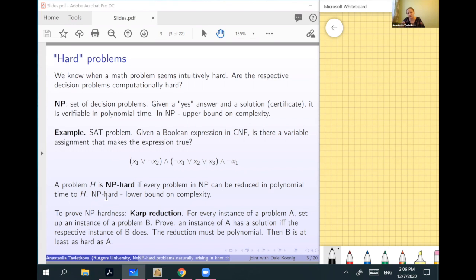And if your problem is in NP, it's an upper bound on complexity. It actually usually means the problem is kind of simple in terms of computational complexity, you do have an exponential algorithm for it.